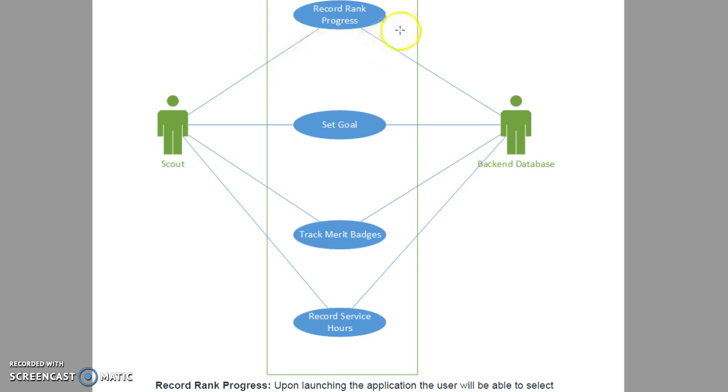Sprint 1 was basically getting the groundwork, getting my feet wet because this was an Android application. This isn't something I've done before. Getting the basic structures of the application together to support the other 4 use cases. Sprint 2 was recording rank progress. Sprint 3 was handling merit badges. Sprint 4 was service hours, and Sprint 5 was goal management for Boy Scouts. And so that's the lay of the land so far.